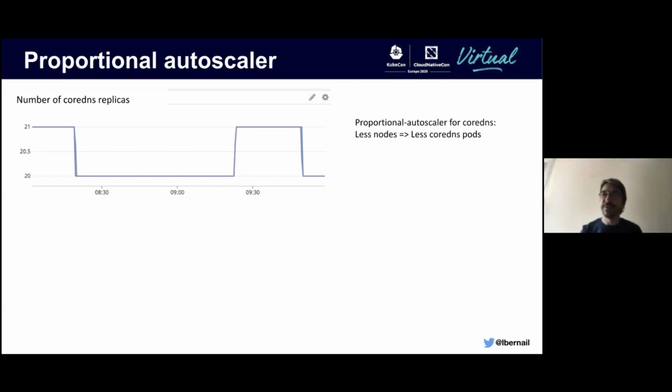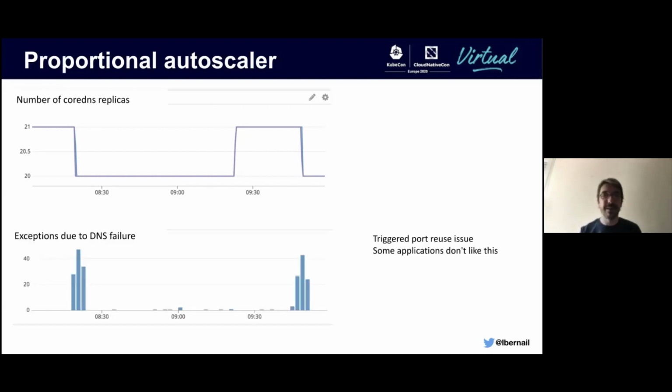And this triggered an interesting behavior: some applications started getting DNS failures when this was happening. The reason was the port reuse issue I was mentioning before, for applications doing a lot of queries. So autoscaling is great, but sometimes you will get surprises.